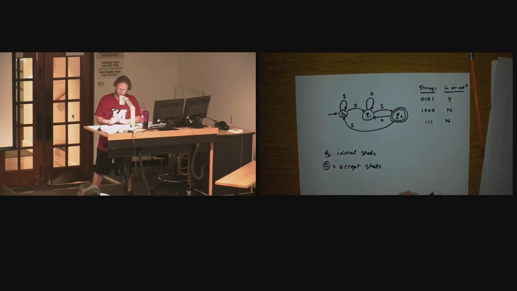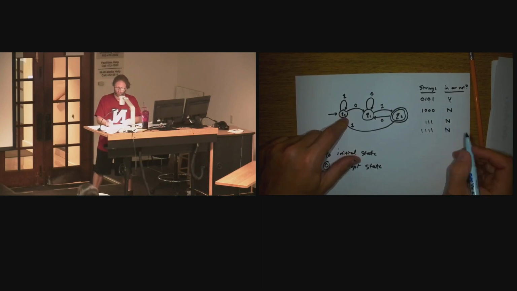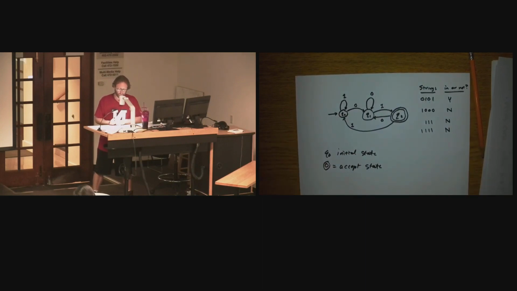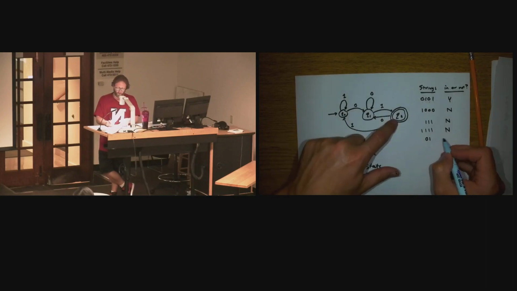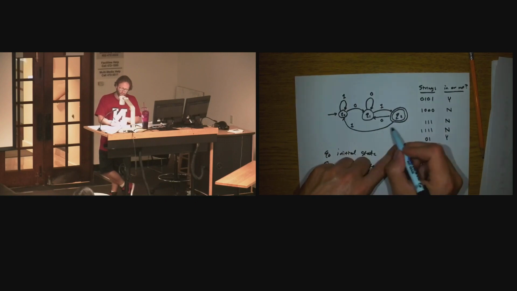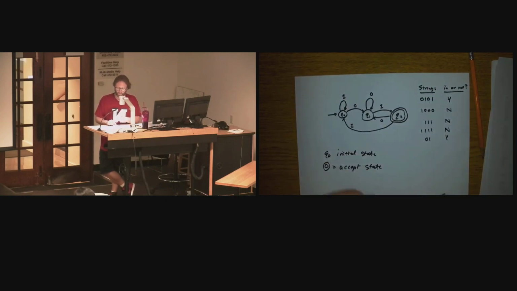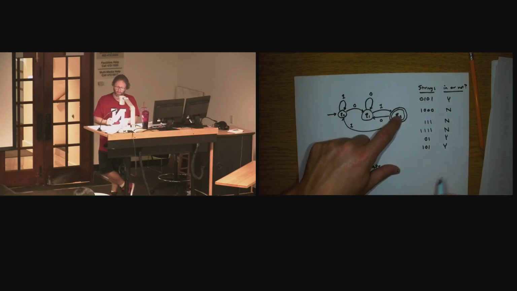All right. Okay. What about 1, 1, 1, 1? It's going to be? Nope. Okay. Yep, okay. I've got it now. Well, we said before that if it were shorter, 0, 1, it would be in the language. And then if we see 0 or 1, we have to jump back over here. All right, let's look at some others. 1, 0, 1. Yes, that's in the language. Okay.